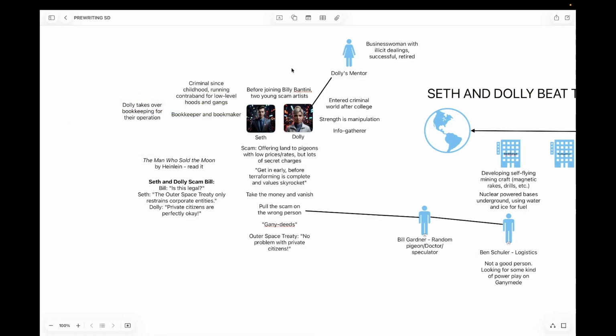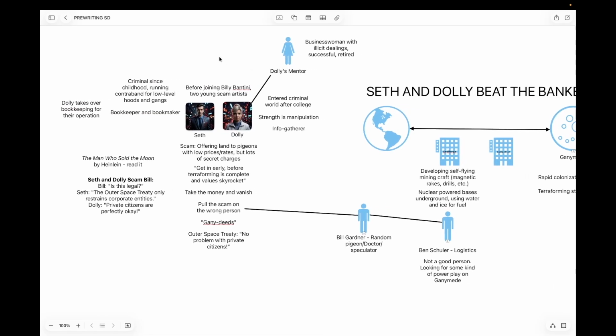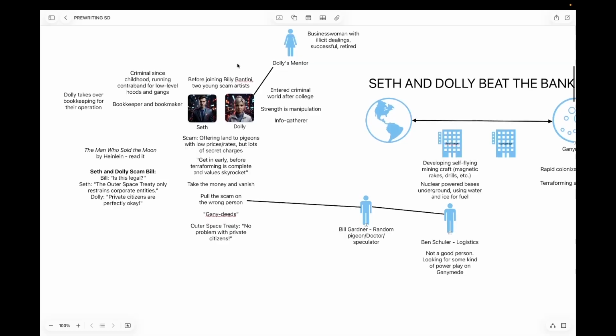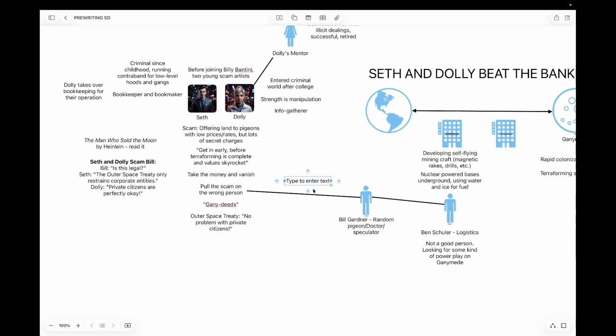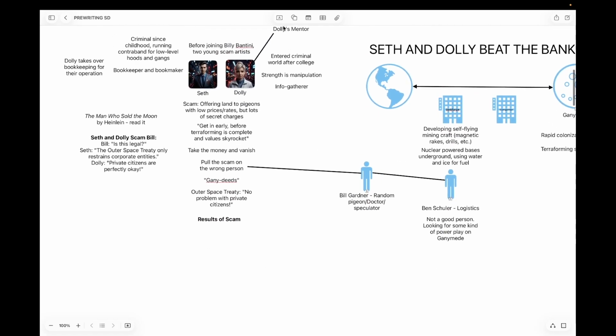And Seth starts to resent that. At first he's okay with it, and in fact they're very successful. They end up scamming a lot of people, they're making money. Let's start talking about the results of the scam. We'll say that Dolly socks money away. Invests in fronts, or a front. We'll say a front.